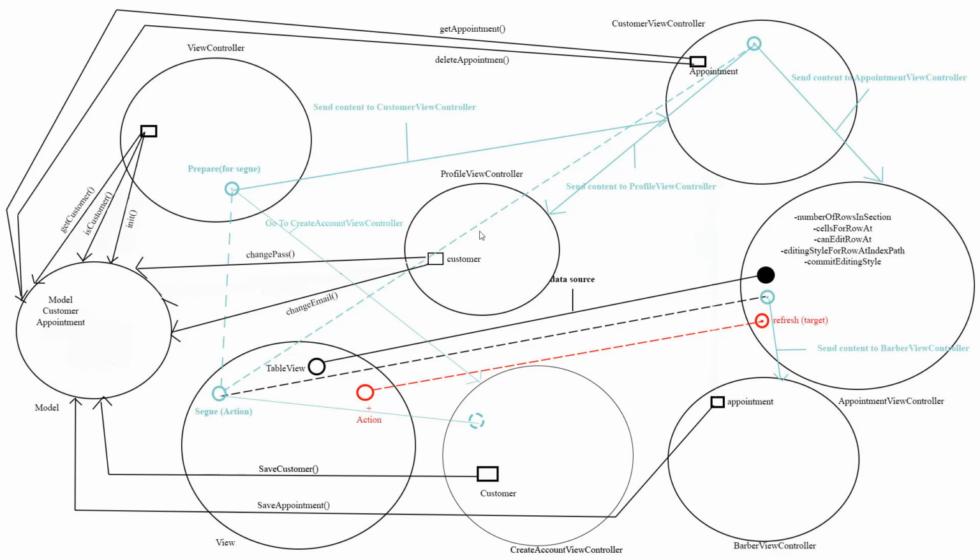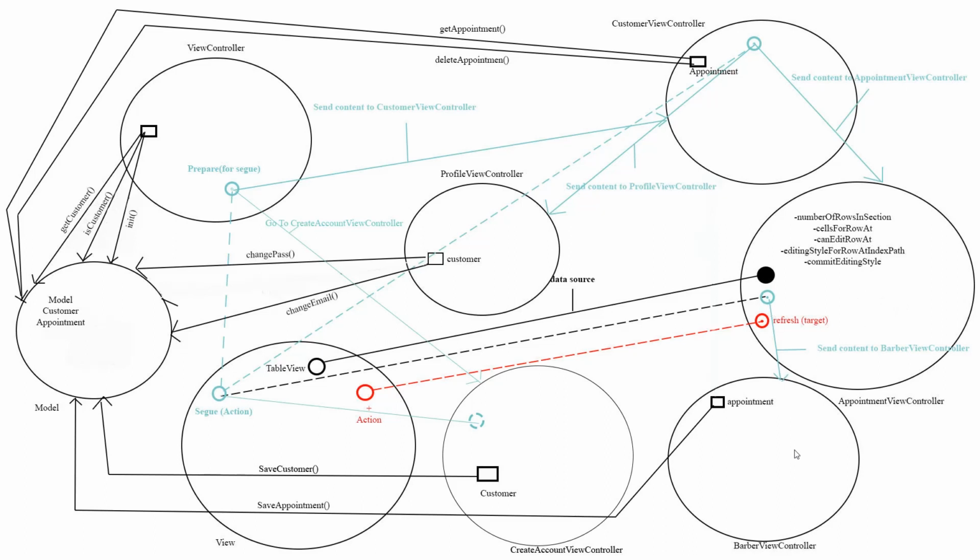Also, they can change their avatar from here. So this is going to also include the image picker controller as well. If the customer decides to go into the appointment view, there's going to be a number of table view functionality that will communicate with the view. Also from the appointment view controller, there's a segue that leads them to the barber view.